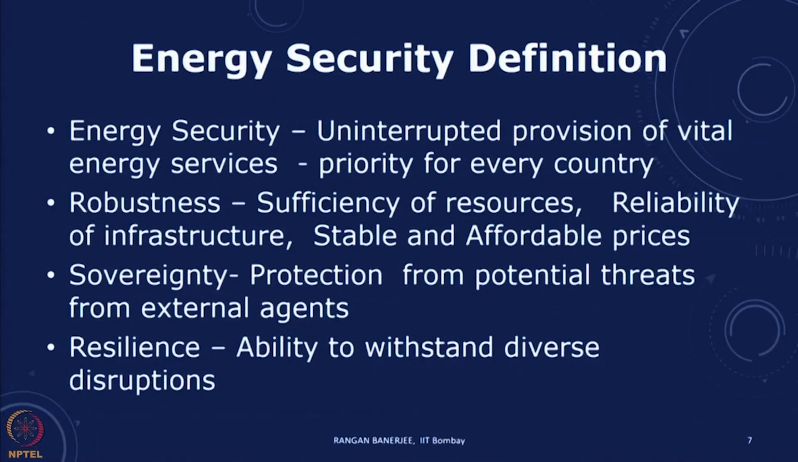Robustness involves the sufficiency of resources, reliability of the infrastructure, and stable and affordable prices. So in the case of robustness, that means if there are some fluctuations, if some changes are there, we should still be able to provide the energy. Sovereignty means that the country has control over the energy use. So we need to have protection from potential threats from external agents. And resilience means the ability to withstand diverse disruptions.